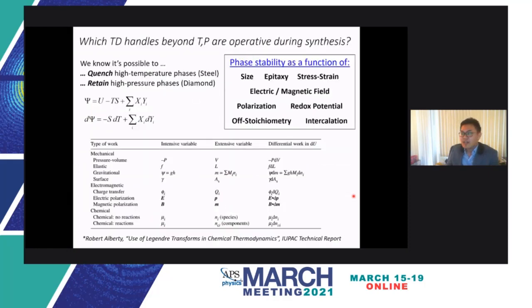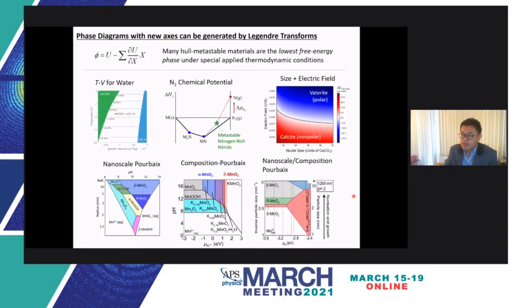Okay, so I'm trying to wrap this up right here. The general idea that I'm trying to propose is that there are a variety of thermodynamic handles that are relevant in synthesis that we do not usually consider. These can be size, epitaxy, stress, strain, electromagnetic fields, et cetera, and if we build phase diagrams that use these alternative axes, a lot of materials that we consider to be metastable are actually stabilized under certain conditions when you take these additional thermodynamic variables into account.